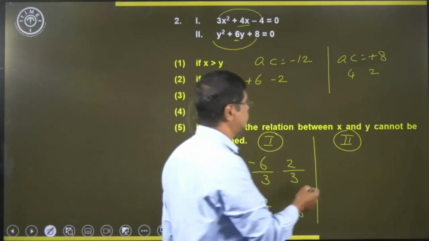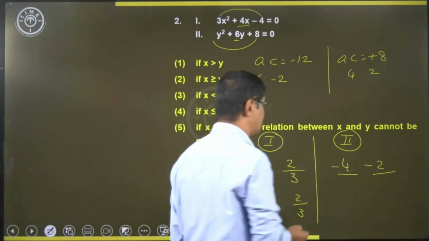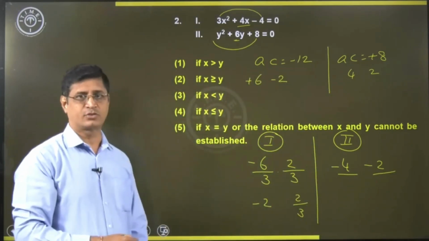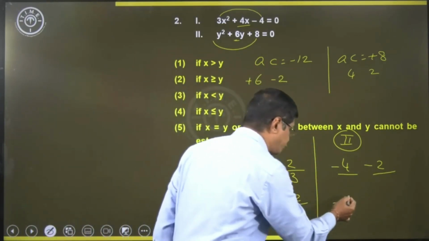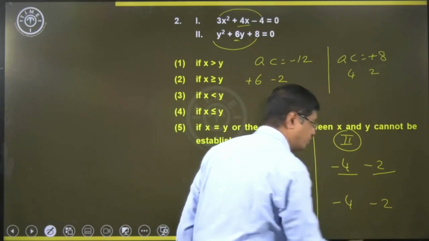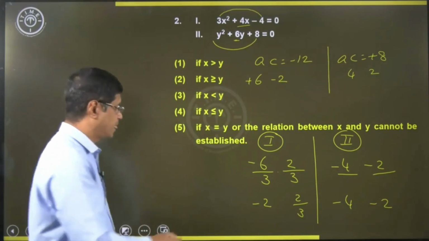Then what about the roots? The same numbers with opposite sign and divide with coefficient of y square. Y square coefficient is 1. So the roots are -4 and -2. Just observe.